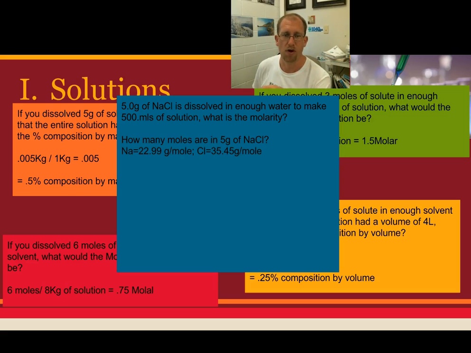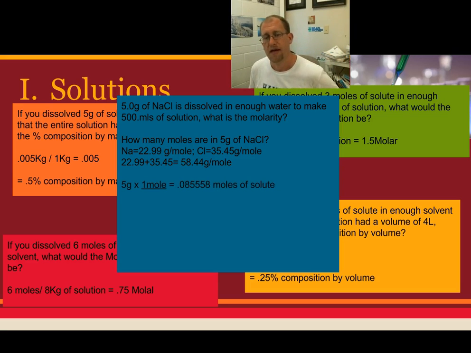Sodium is 22.99 grams per mole. Chlorine is 35.45 grams per mole. Add them together, and we get 58.44 grams per mole. That's the molar mass. So I need to use my 5 grams and the 58.44 grams per mole to figure out that I have, in fact, 0.085558 moles of solute. Way too many significant digits, but I won't correct it yet. Remember, we only correct at the end. So that's how many moles of solute I have.